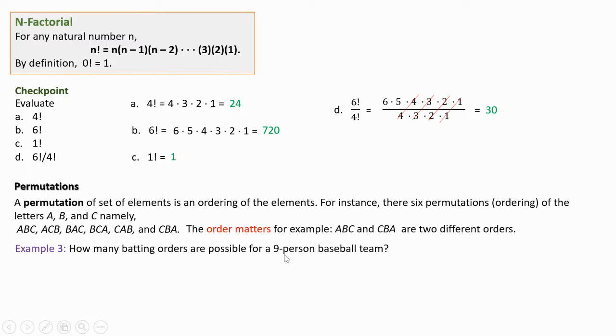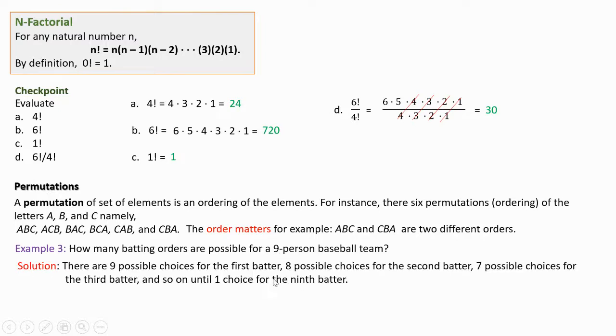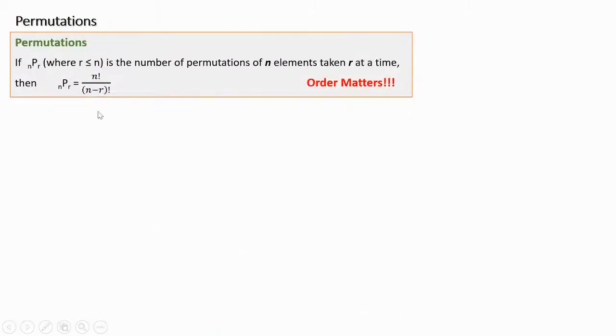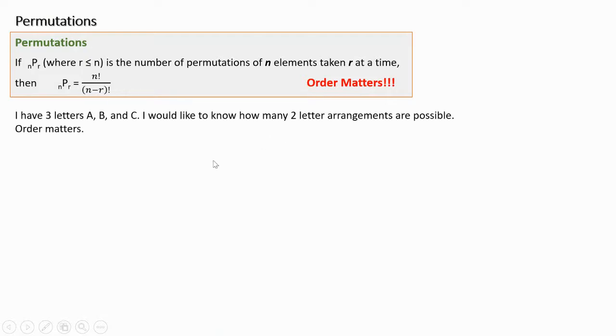Example: how many batting orders are possible for a 9-person baseball team? There are 9 possible choices, and then 8, and so forth. So it's going to be 9 times 8, or 9 factorial, which is 362,880. The number of permutations of n elements is n factorial. Now, this is another formula for permutations. It's called nPr. It's equal to n factorial over (n minus r) factorial. Here, the order matters.